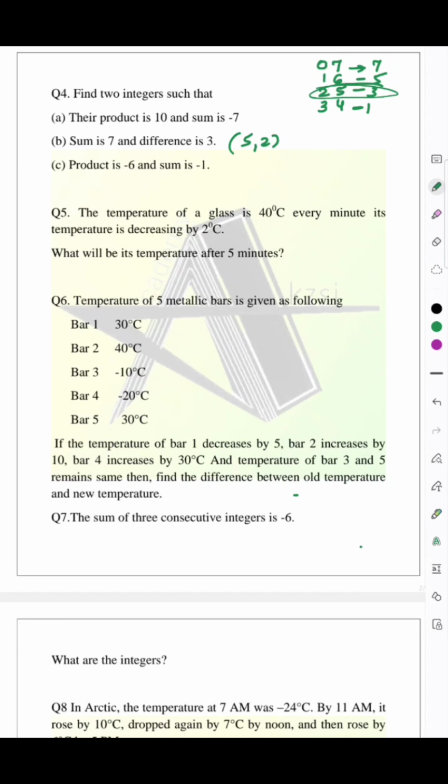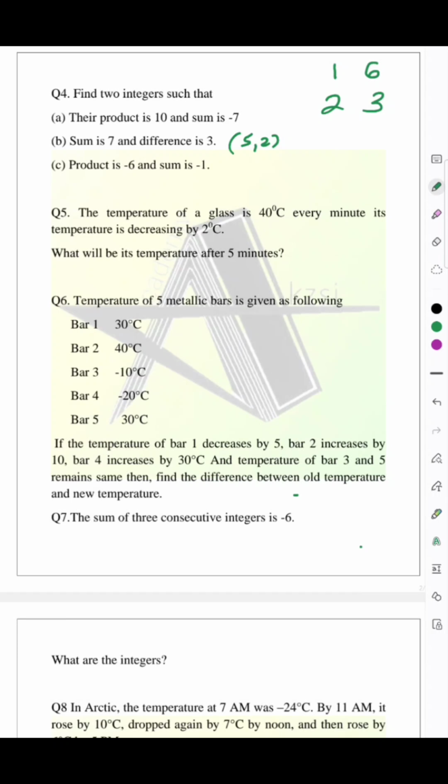Now the next is part C. The product is -6 and sum is -1. So for 6, it's very easy because there are only a few combinations of numbers that will give us product 6. First is 1, 6. Second is 2, 3. That's it. There are no other combinations for the integers that will give me 6 as the product, like both the numbers should be integers. These are the combinations.